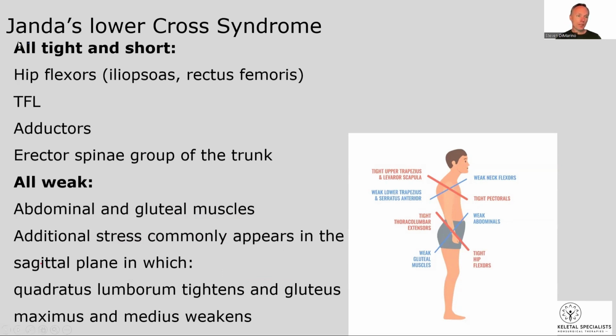Okay, so all are tight and short. They're all weak, under functioning. Now, not physically weak, but neurologically. If it's contracted, it can't contract anymore. And if it's long, if it's stretched to its max, it can't contract. So this person's got a real problem. Okay, so hip flexors, the TFL, adductors, and the erector spinae are all tight and short. We're talking about the bottom half of him now. Okay, the abdominals and the glutes are long and weak.